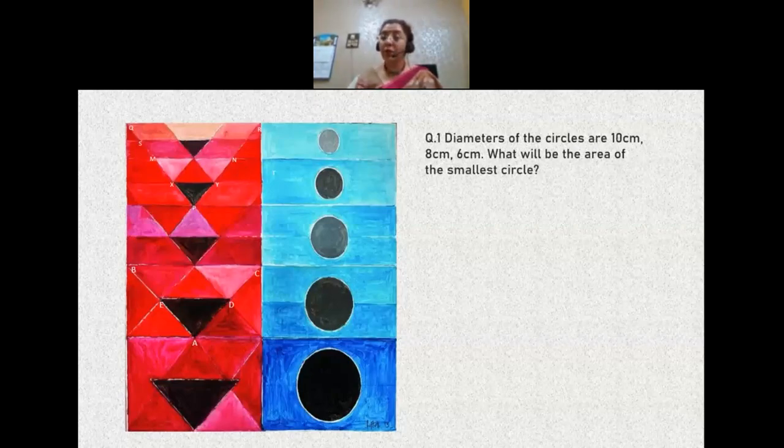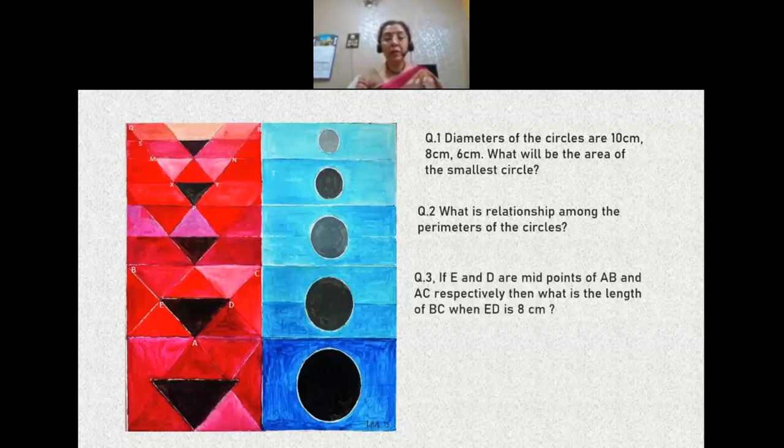Is it not arithmetic progression of class 10 along with mensuration? What is the relationship between the perimeters of the circles? They will find out the perimeters, find the difference and show that yes, they are in AP. If E and D are the midpoints, the red colored figure, ED is 8 centimeter, what is the length of BC? That means converse of midpoint theorem.